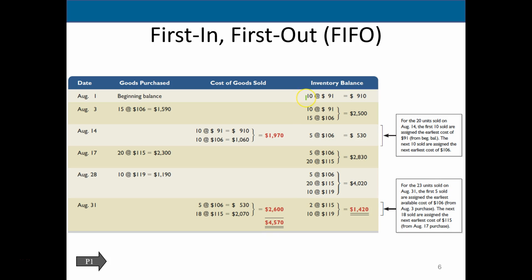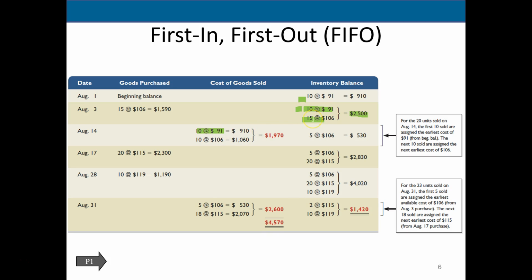So if we have the 10 units at 91, then once again we start off with the 910. Then if we buy another 15 at 106, now we have these same units here, plus the 15 at 106. We have an ending inventory on the balance sheet of 2,500. Then on August 14th, we sold 20 units. If we sold 20 units, we're going to assume the cost is first from the oldest units, these 91s. We sold all 10 of them. We wiped them out. And so that would be this sales price.